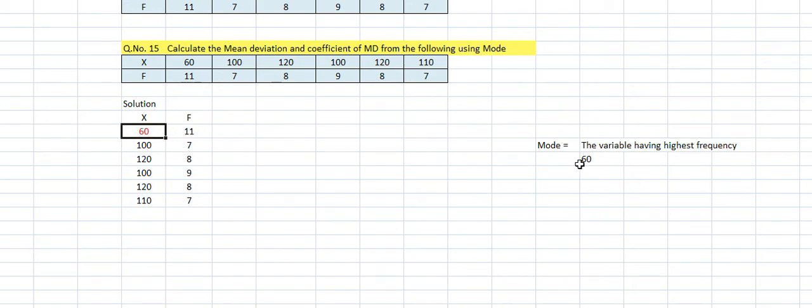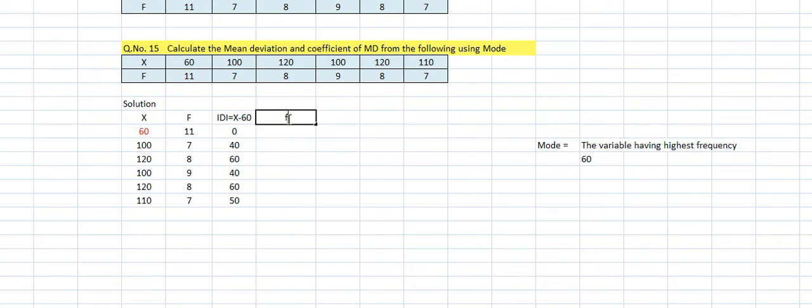Now you need to find directly the modulus D. For modulus D, you subtract the mode answer from all the x numbers. Mode answer is 60, that was the base. So all these numbers minus 60. No need to take any negative. 60 minus 60 is 0. 100 minus 60 is 40. 120 minus 60 is 60. 100 minus 60 is 40. 120 minus 60 is 60. 110 minus 60 is 50.